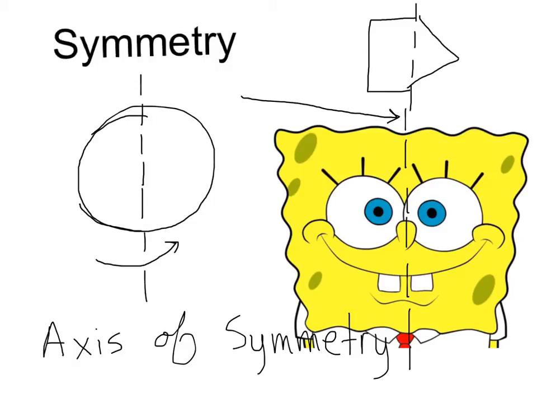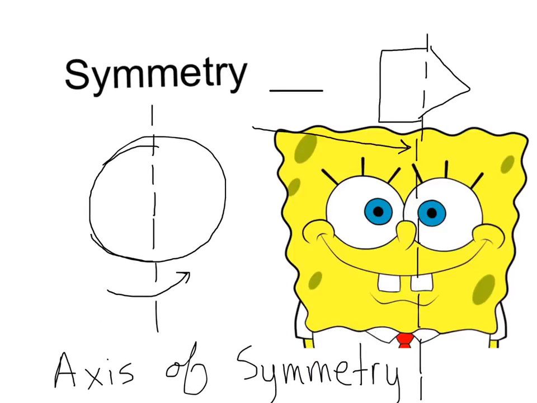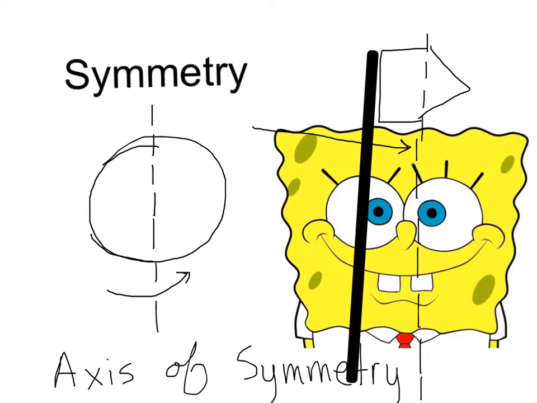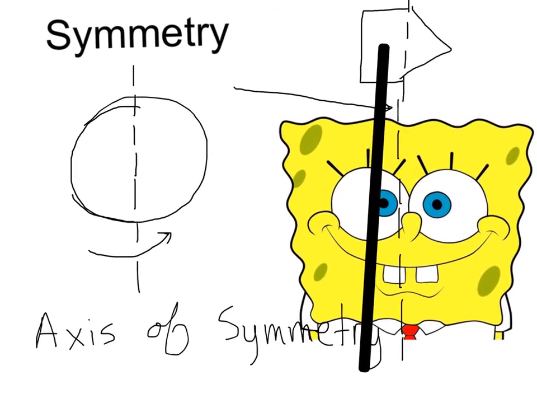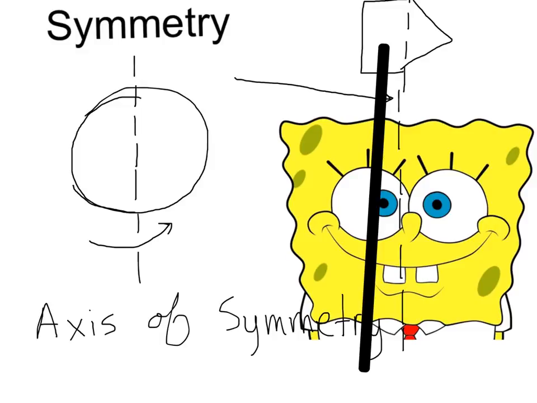Now I want you to see, if I were to draw a line on SpongeBob right here. Oops, let me see if I can grab the line. Let's say I drew the line right there on SpongeBob. That's not an axis of symmetry, is it? No. Because it doesn't cut SpongeBob directly in what? Half. In half. Does that make sense?